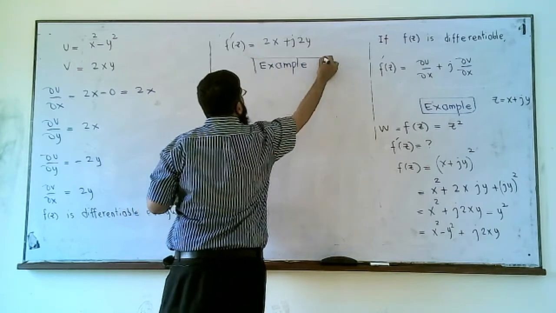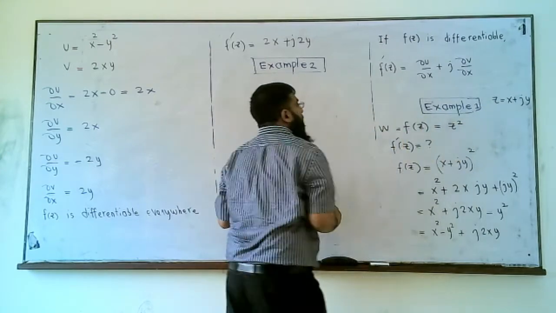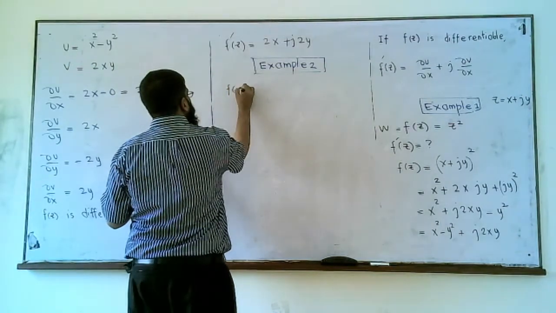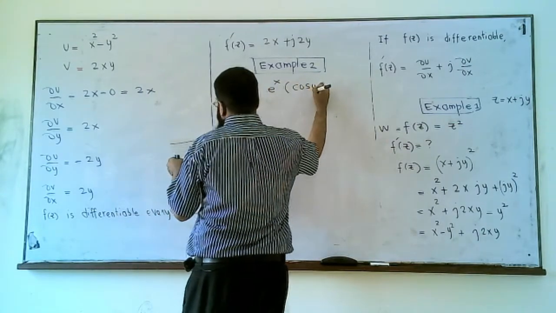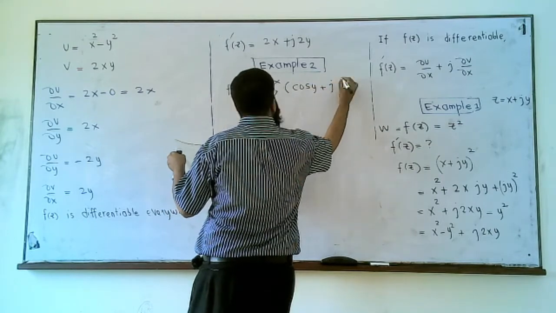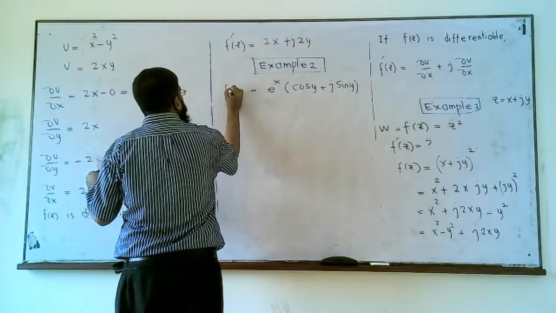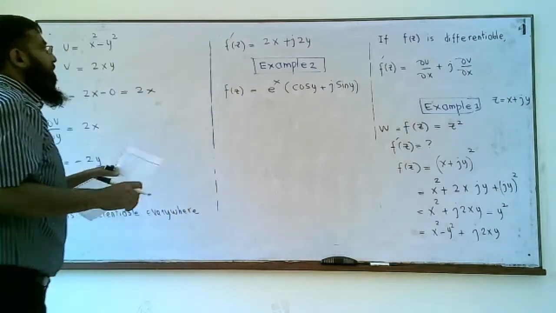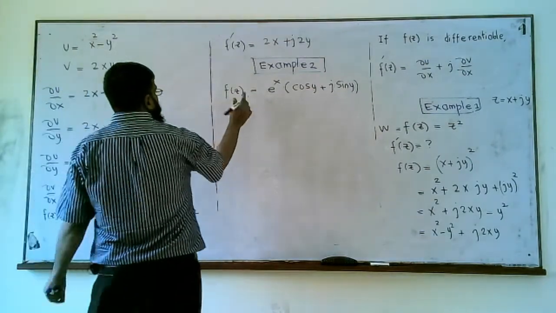Example number 2. Maybe this was example number 1. So I have one more example for today. f of z is given to be e to the x cos y plus j sin y. So it's not f of x, this is f of z, the complex number. It's a function of a complex variable z.